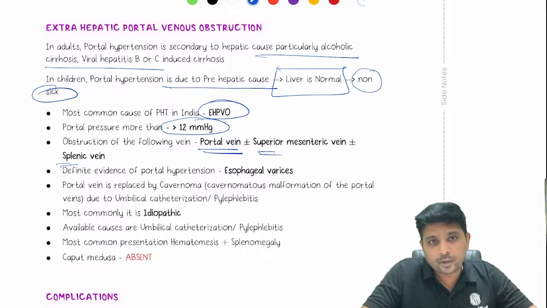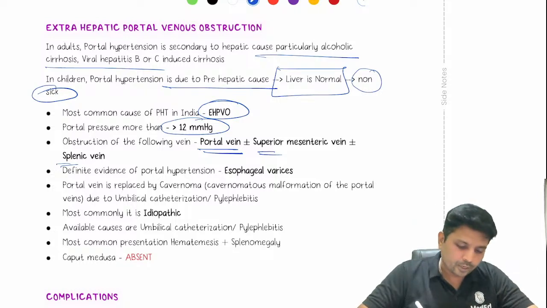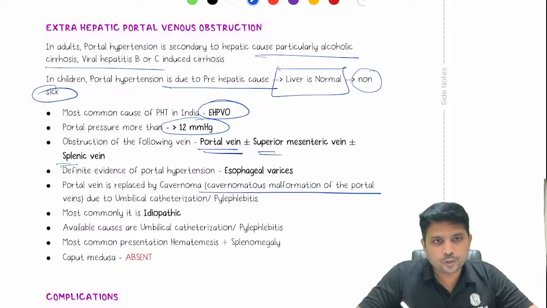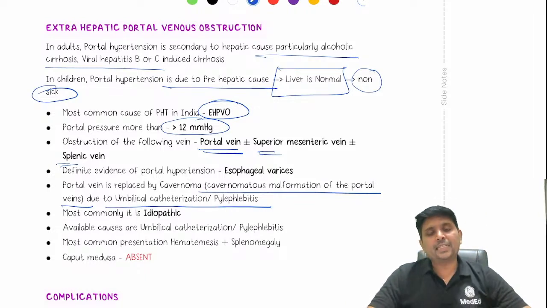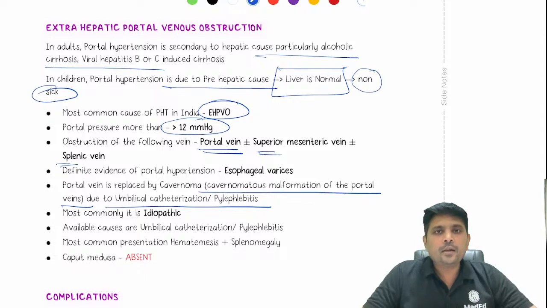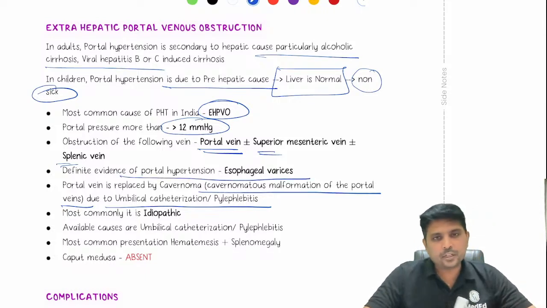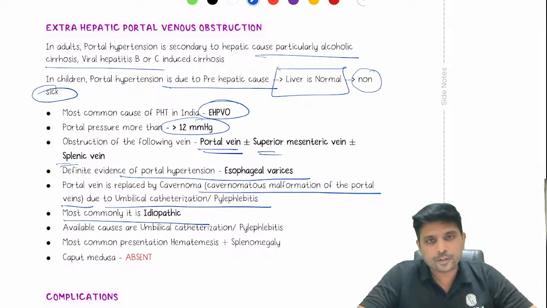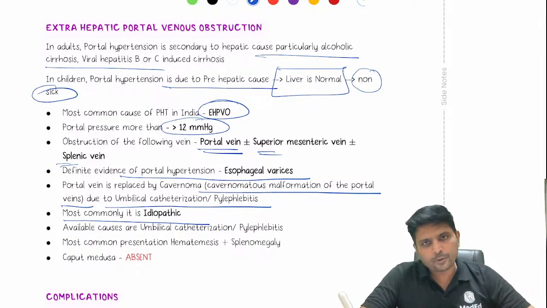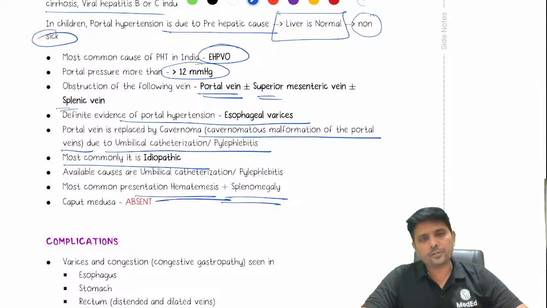One of the most common causes for this obstruction is cavernous malformation of the portal vein, or it can be due to umbilical catheterization that you do when the child is in the neonatal period. You all know that portal hypertension always leads to esophageal varices. Sometimes you cannot find the reason for portal hypertension too. The most common presentation is splenomegaly along with hematemesis.